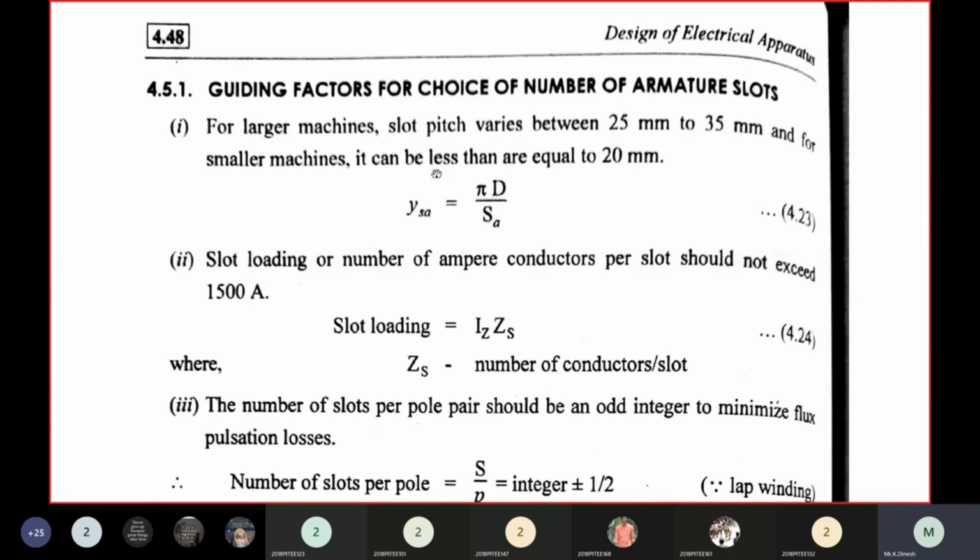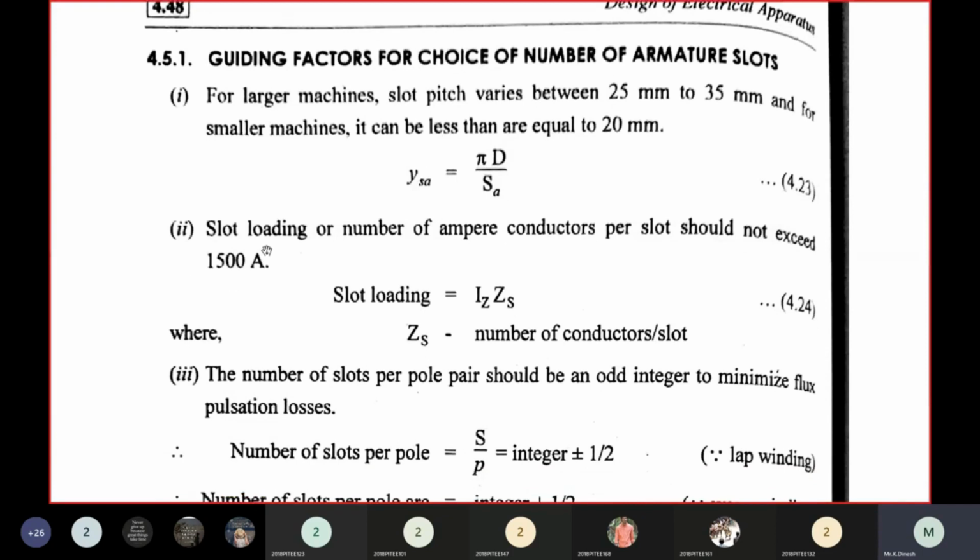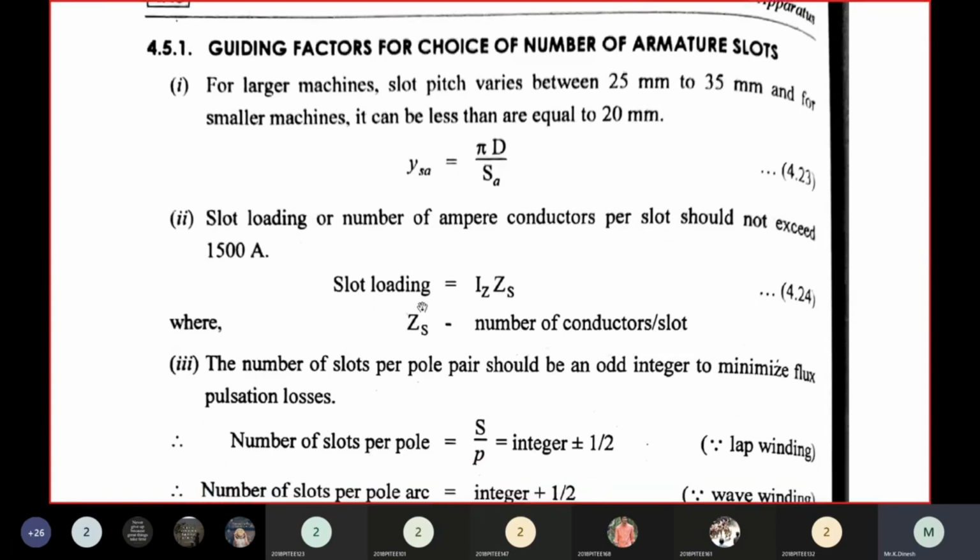The second guideline is that slot loading, or the number of ampere conductors per slot, should not exceed 1500 ampere. Mathematically, slot loading is the current times the number of conductors, Iz times Zs.